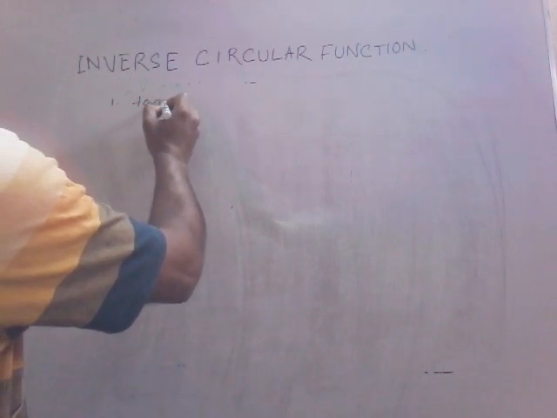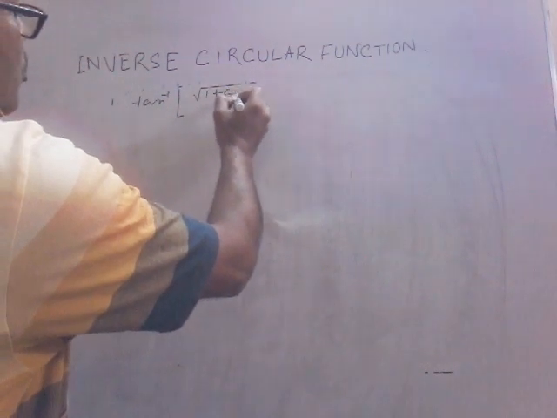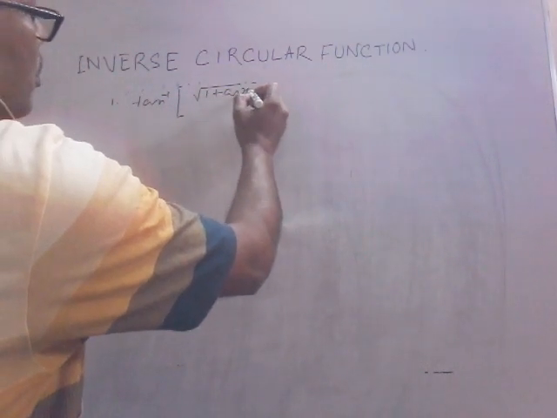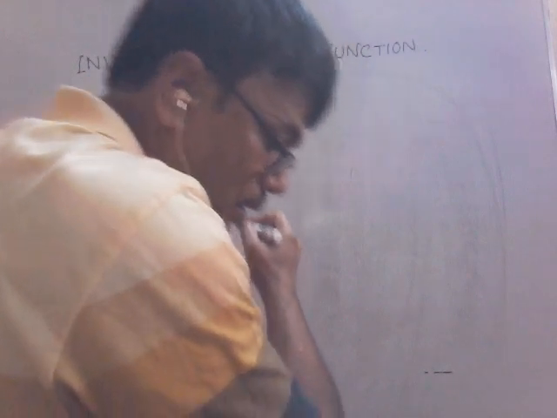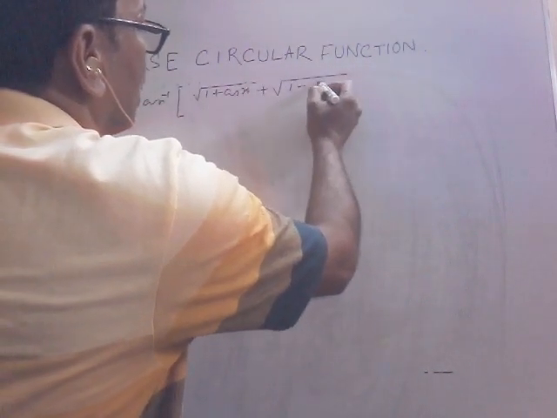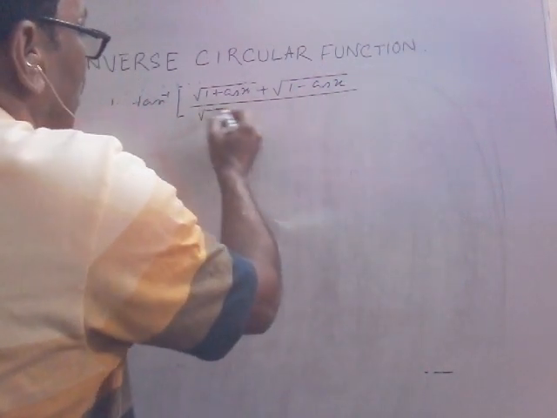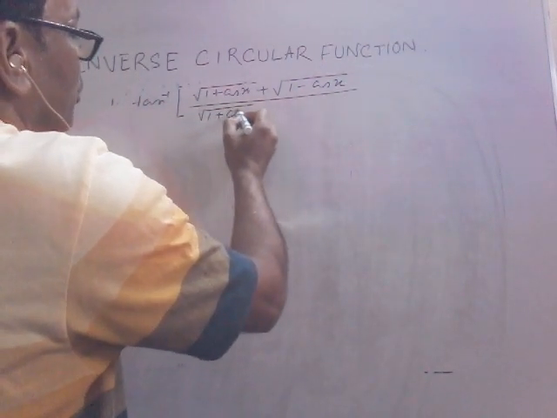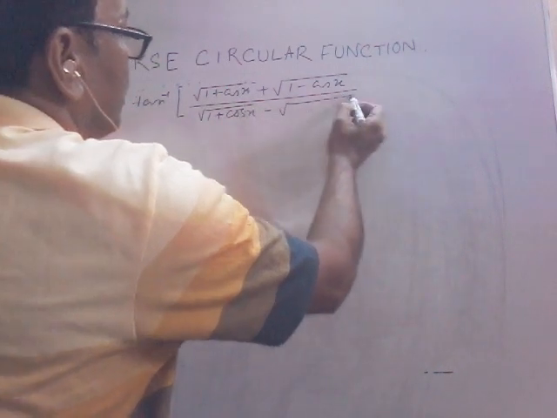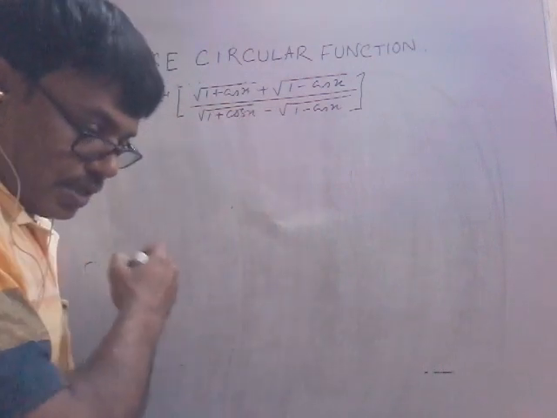Tan inverse of root over 1 plus cos x plus root over 1 minus cos x, divided by root over 1 plus cos x minus root over 1 minus cos x.